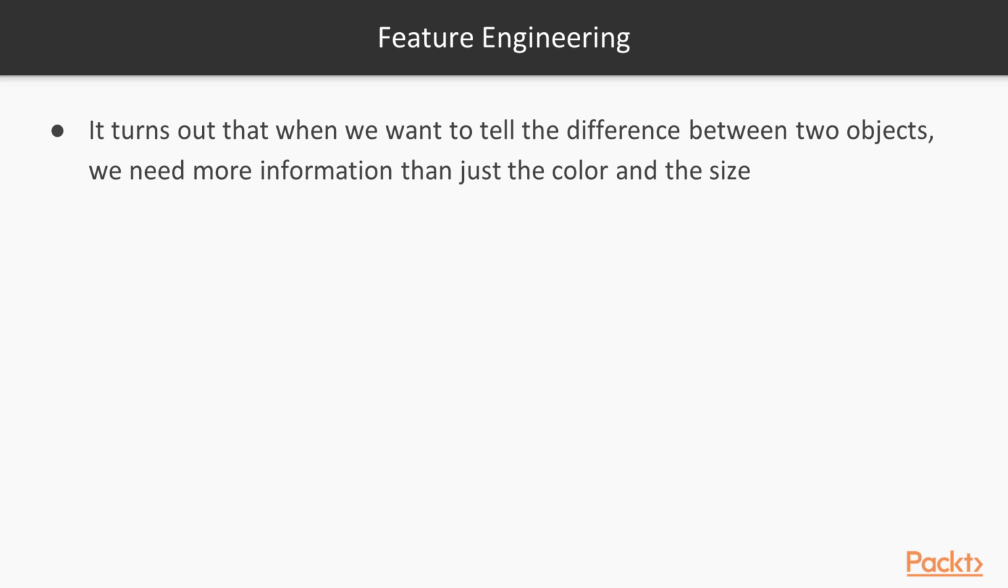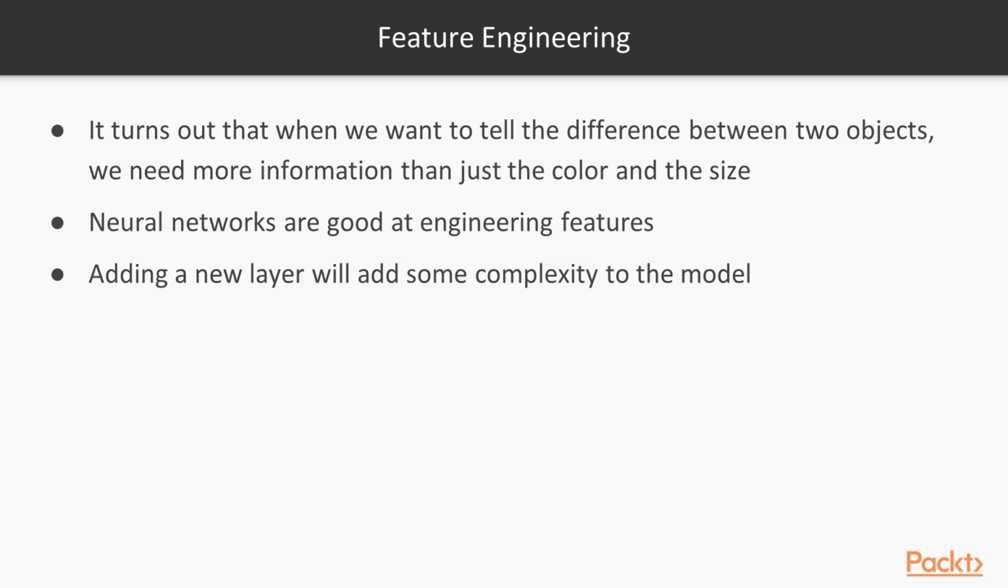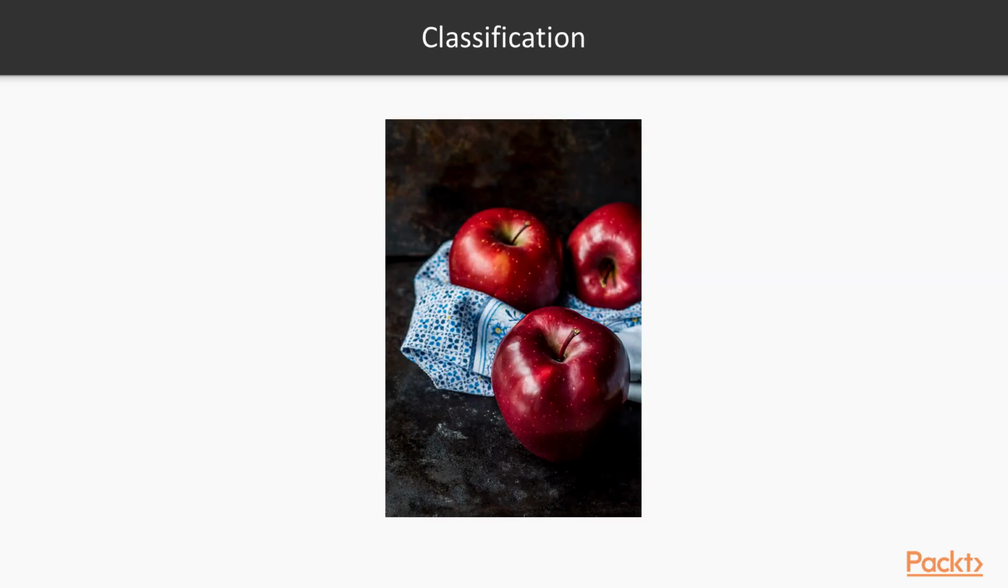So how exactly do we go about engineering features for an image? Over the years, different approaches have been introduced and tried out. Turns out that neural networks are good at engineering features. So every time you add a new layer, you're adding some complexity to the model, and it helps to detect features.